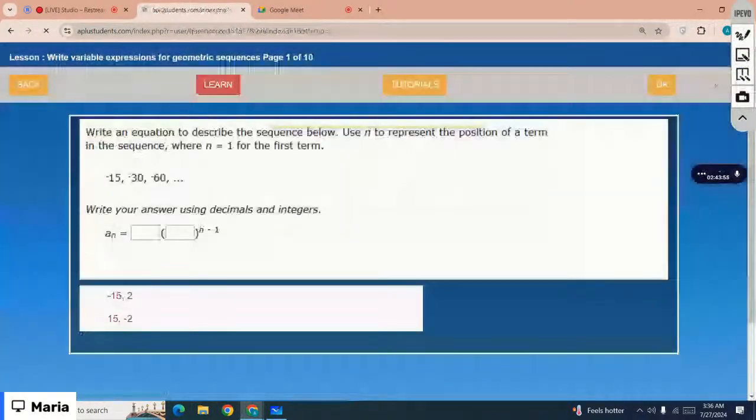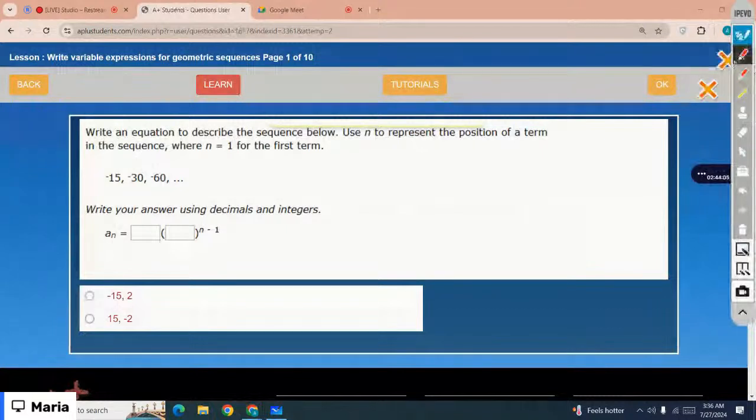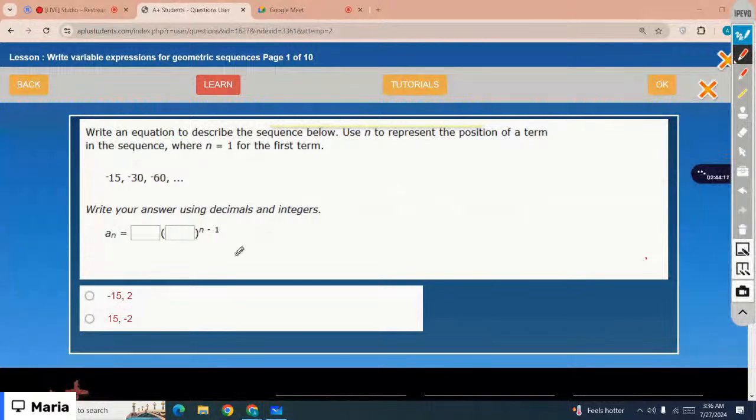Write an equation to describe the sequence below. Okay, so you are given the sequence negative 15, negative 30, and negative 60, right? So start with a_1. a_1 is the first term. The first term is negative 15. You need to find r. r means how the pattern is increasing. So negative 15 times 2 is negative 30. That means r is 2.